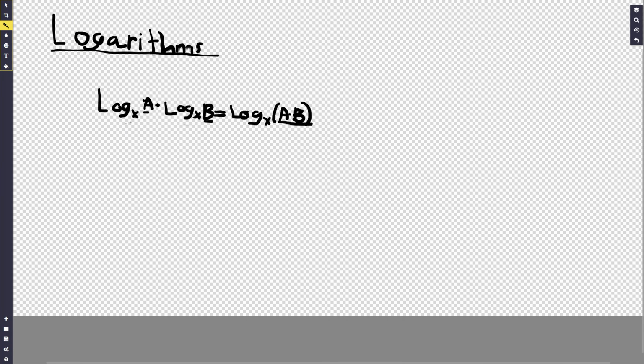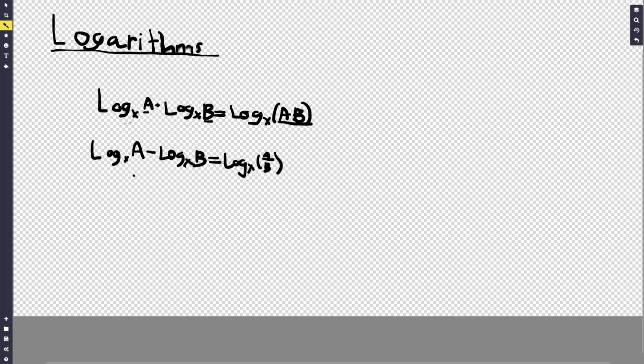Now let's talk about the next one. If log base x of a plus log base x of b is equal to log base x of a times b, then log base x of a minus log base x of b is equal to log base x of a divided by b. Again, this is the same rationale as with the exponential properties. When you divide two powers with the same base, you just subtract the exponents. Because logarithms are the inverse, when you subtract them, it's equivalent to dividing.